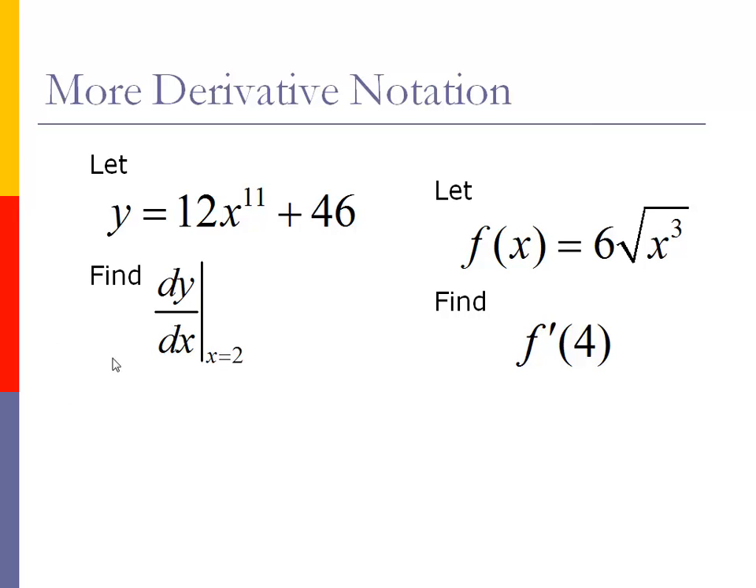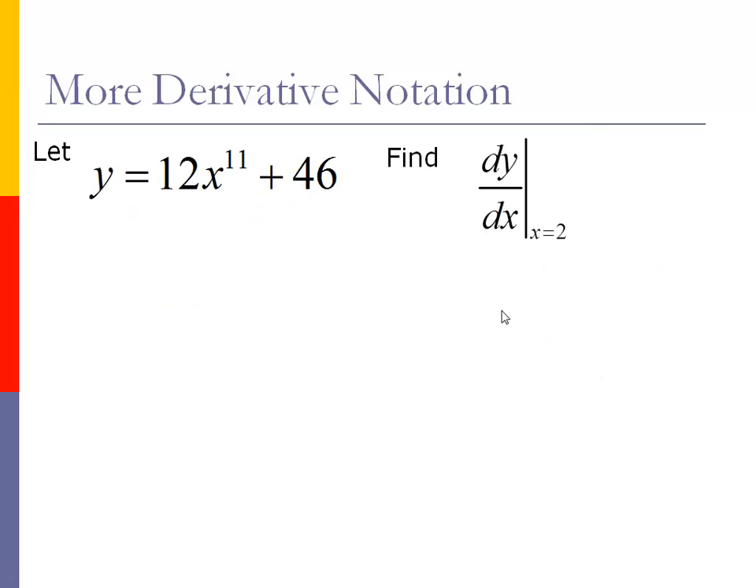Dy over dx, do the derivative, and then the vertical line with that x equals 2, plug in 2 and evaluate. And then over here on the right-hand side, we're seeing the f prime of 4, 4 is in the parentheses. This is basically telling us the same two steps. The prime symbol there is telling us to take the derivative, and because the 4 is inside the parentheses, that's our function notation to say, after you take the derivative, plug in 4 and evaluate. Okay, so let's do it then.